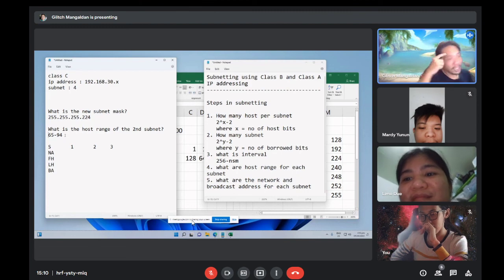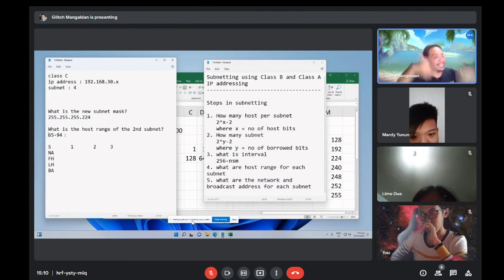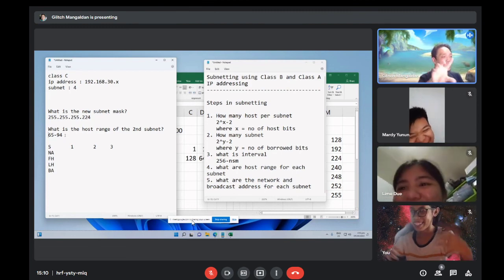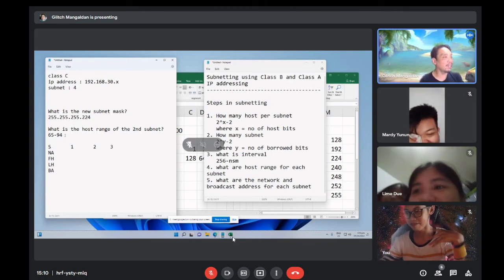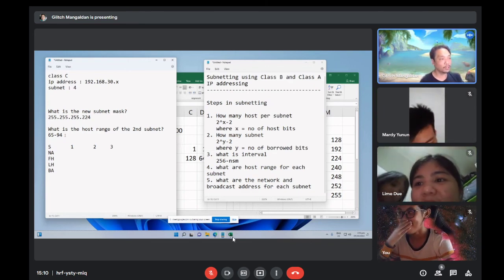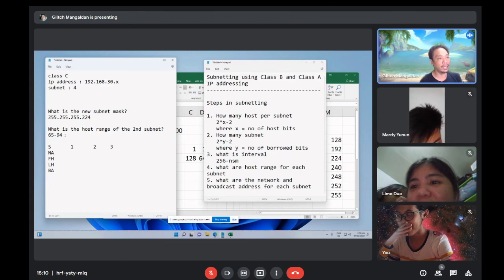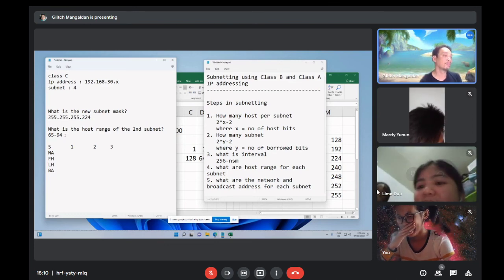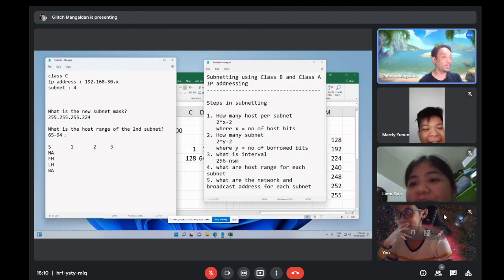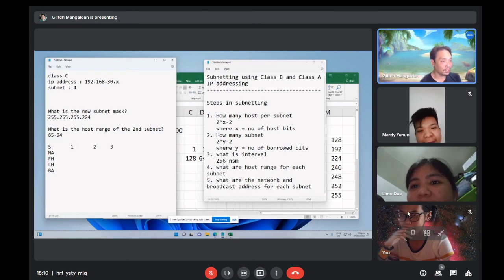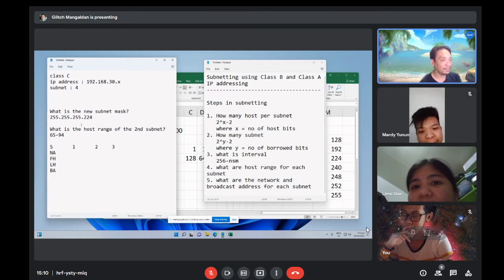Di ba? You can solve it on your mind. Okay? Hindi pwedeng laging tingin kayo ng tingin ng notes. Kailangan nasusolve natin yan walang notes. Okay? So, kaya na. So, this is now the correct answer. Tama yan. 224.